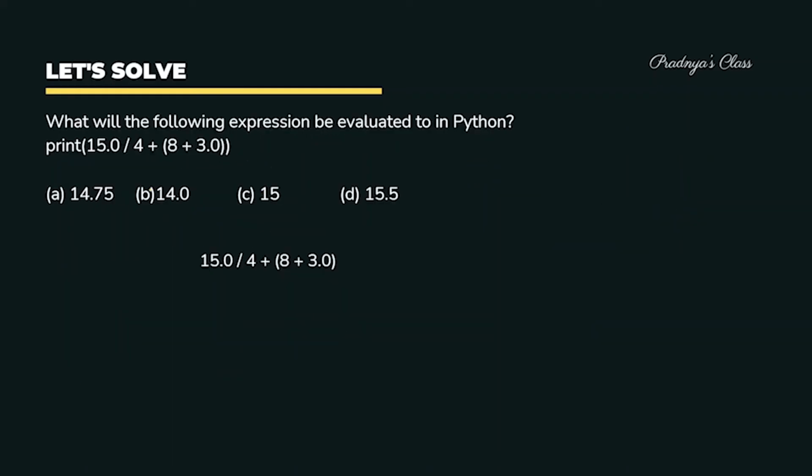Now we have one more expression to be evaluated. We can see the bracket, so this term will get evaluated first. So 8 plus 3.0 will be 11.0, and the remaining terms are 15.0 divided by 4 plus 11.0. After brackets, the next priority we have is the division operator. So let's divide 15.0 by 4.